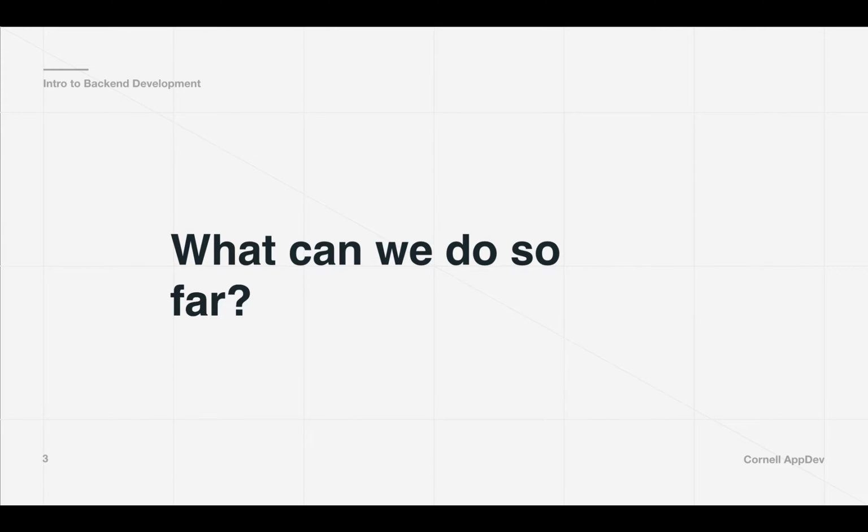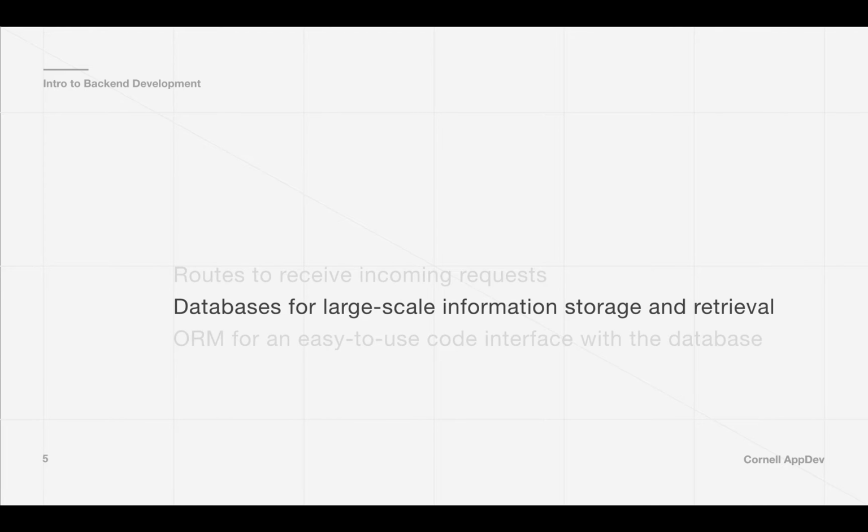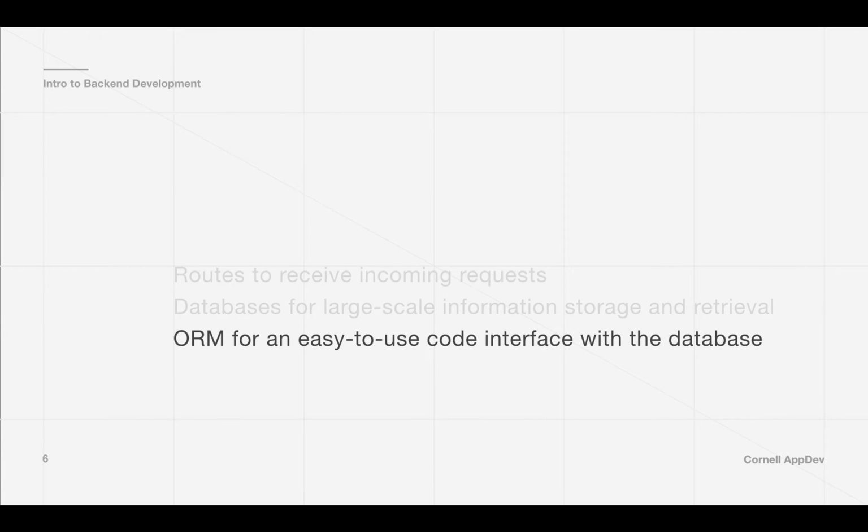All right, great. Okay, so what can we do so far? We can have routes to receive incoming requests. We can use databases for large-scale information storage and retrieval. So we've only covered SQLite, but a lot of the things that we apply when we work with SQLite, we can use with more industry-level SQL databases, for example Postgres, MySQL, stuff like that. And we've also learned how to use an ORM so that we have an easy-to-use code interface with the database.